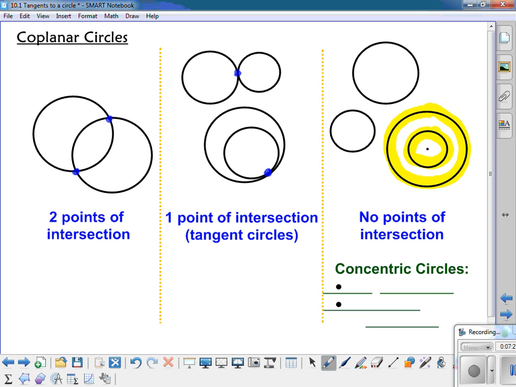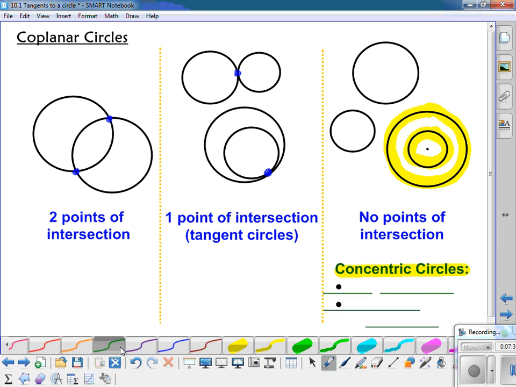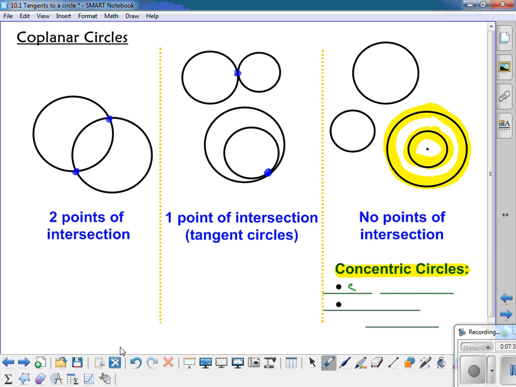So the concentric ones are just the ones that are highlighted. These other ones just don't have any points of intersection. So what's important with concentric circles is they have the same center, but they have different radii.